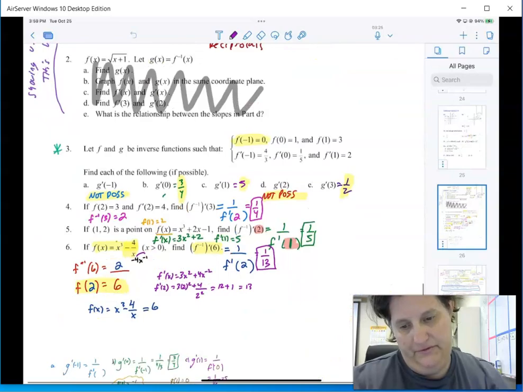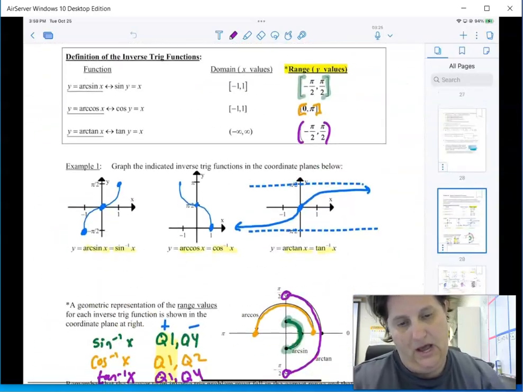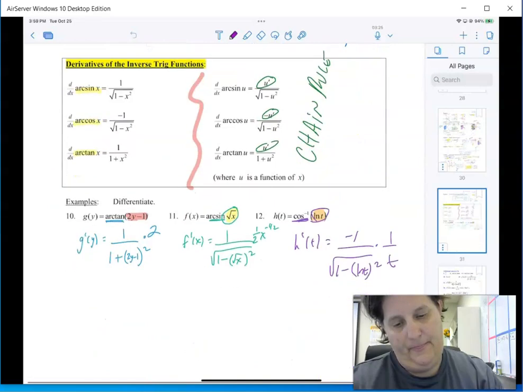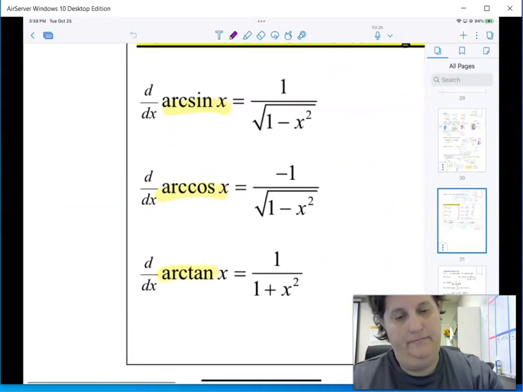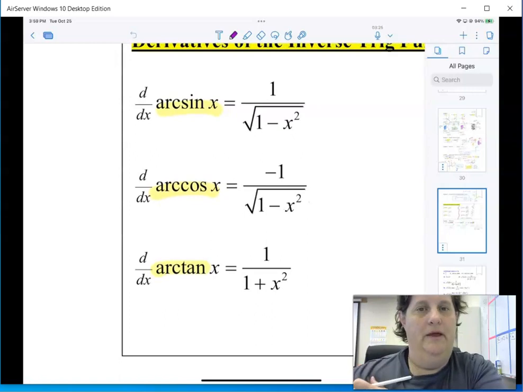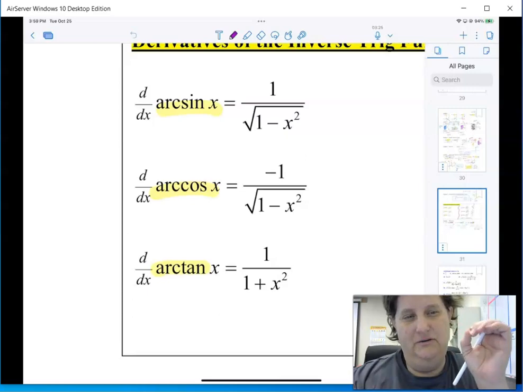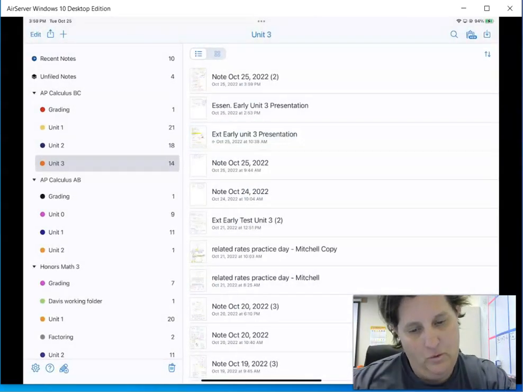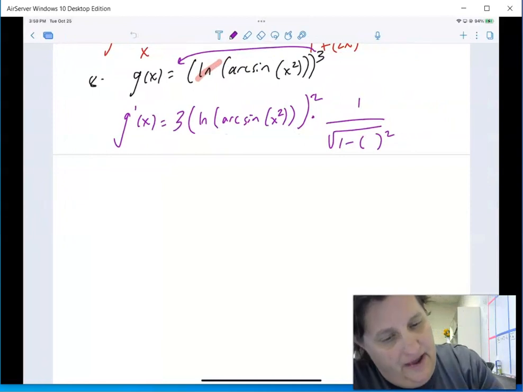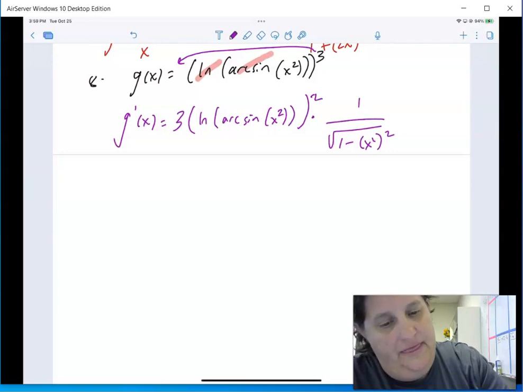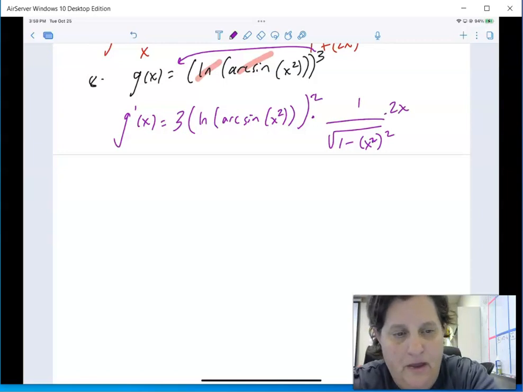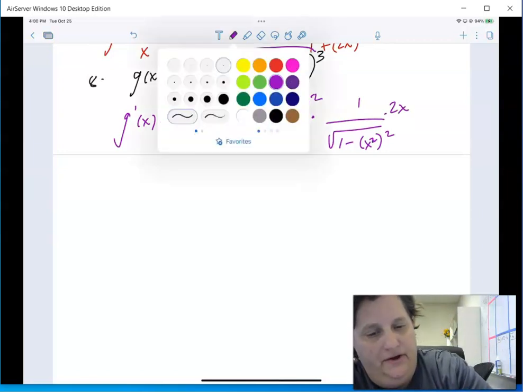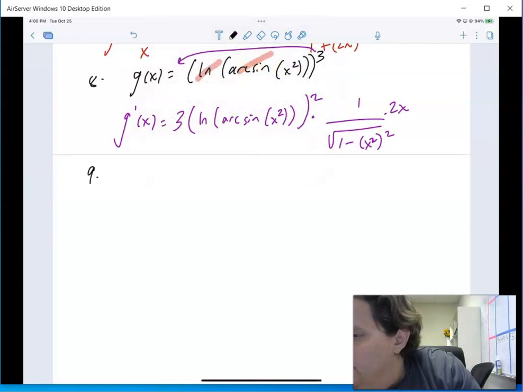So derivative inverse, where's derivative inverse? Trig. Aha. Okay, there we go. So 1 over square root of 1 minus x squared. And then cosine is just negative, same thing. Tangent is the one that's a little different. All right, cool. And so this will be like x squared squared. So that does the arcsine. And then the derivative of x squared is times 2x. Okay, just a big, huge, long chain rule. So fun.